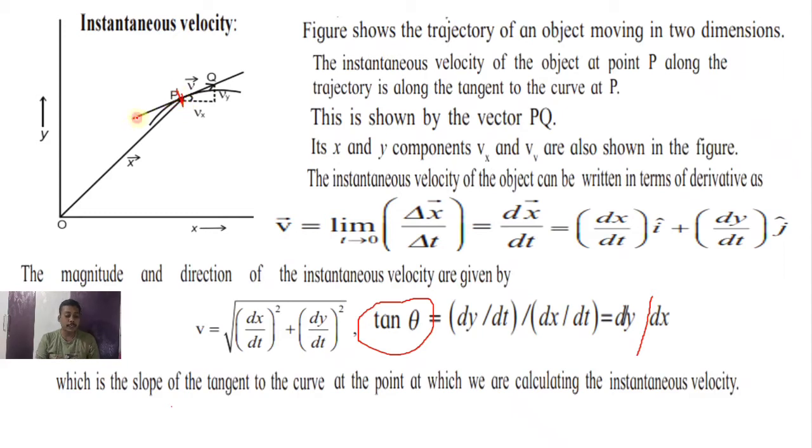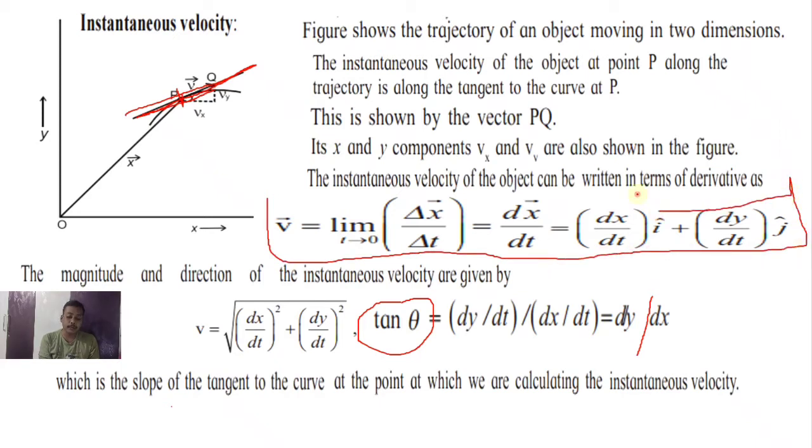This dy by dx is the slope of the tangent to the curve at the point at which we are calculating the instantaneous velocity. So tan theta is the slope of the tangent drawn at the point where we have to calculate the instantaneous velocity. If we have to calculate the velocity at point P, we draw a tangent at point P, and tan theta gives the slope of the tangent at point P. So this is about instantaneous velocity.